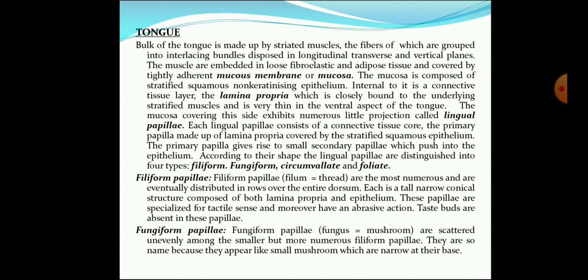The mucosa is composed of stratified squamous non-keratinizing epithelium. Internal to it is a connective tissue layer, the lamina propria, which is closely bound to the underlying striated muscles and is very thin on the ventral aspect of the tongue. The mucosa covering the dorsal side exhibits numerous little projections called lingual papillae.